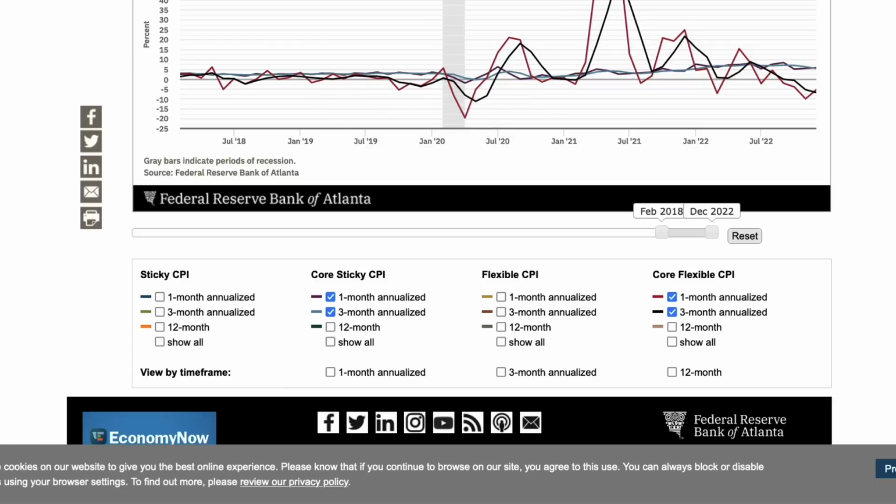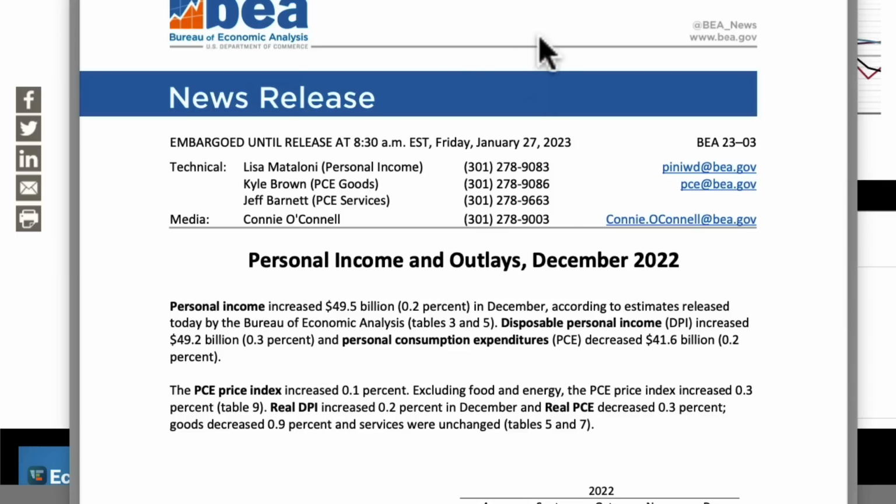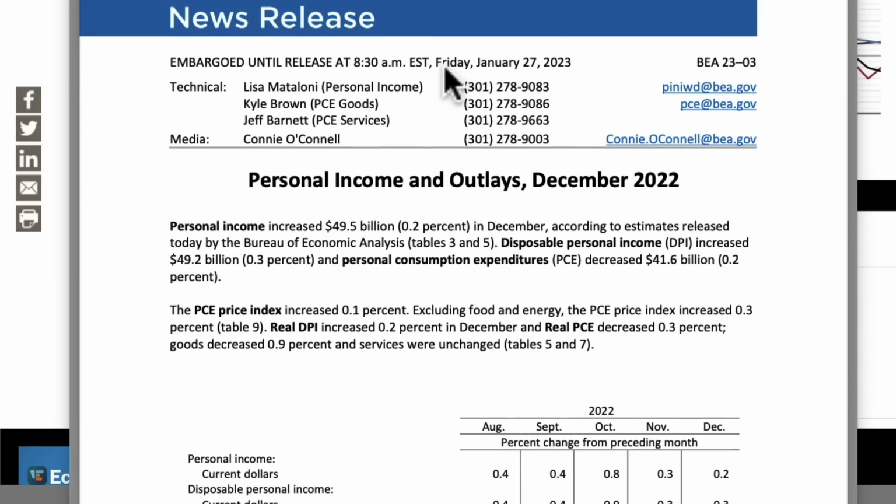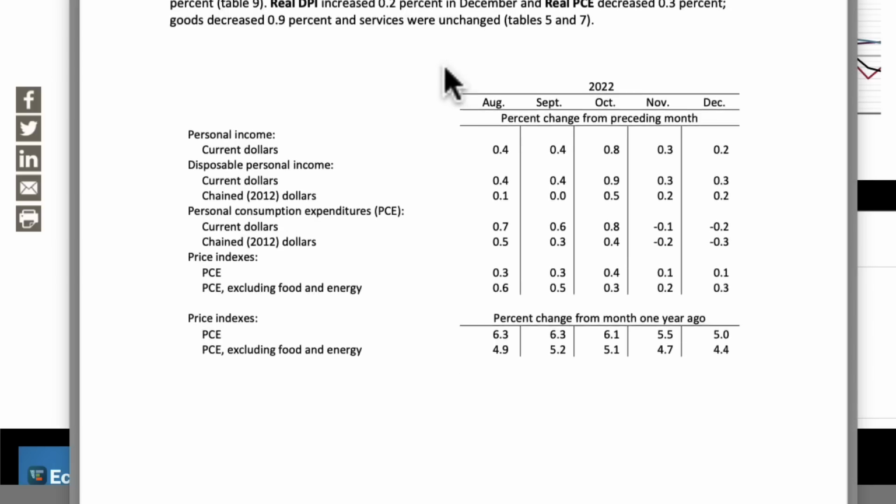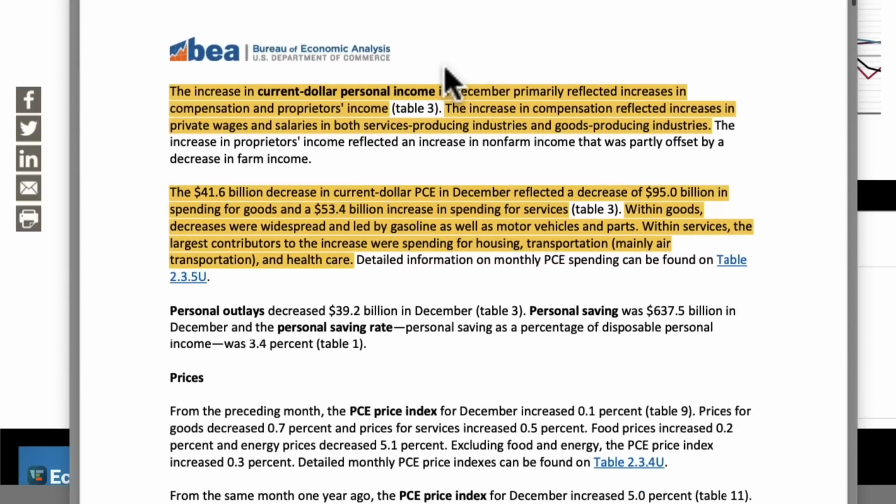So let's move over to PCE at this point, and I have the news release up here. Let's look at personal income and outlays, and we'll do some reading here, and then we'll go to table 1 and make some points. The increase in current dollar personal income in December primarily reflected increases in compensation and proprietors' income. Well, it's that increase in compensation we're concerned about because we get an ECI report on Tuesday.